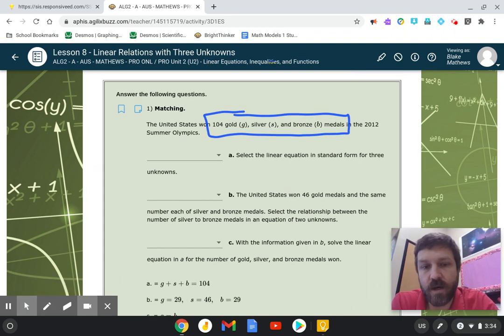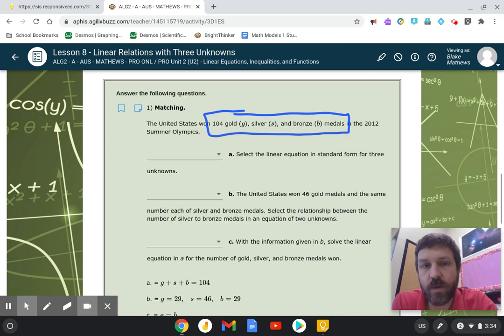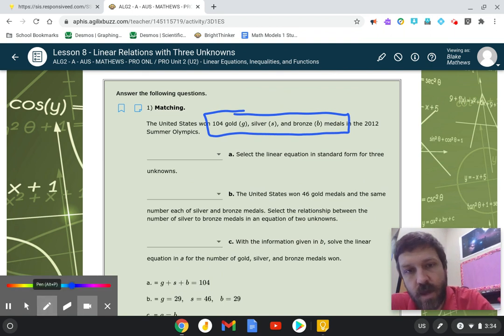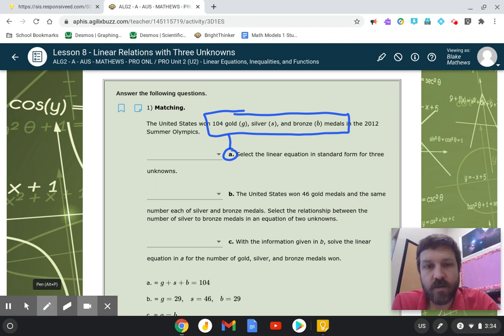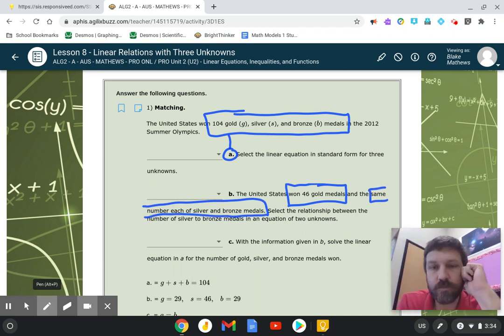So I'm going to let you figure out which equation says that. Which equation says that the gold, silver, and bronze medals total up to 104? So that's how you get A. Then it says the United States won 46 gold medals and the same number each of bronze and silver medals.